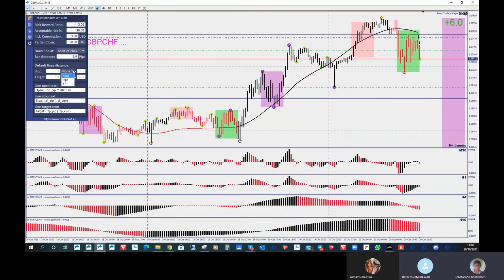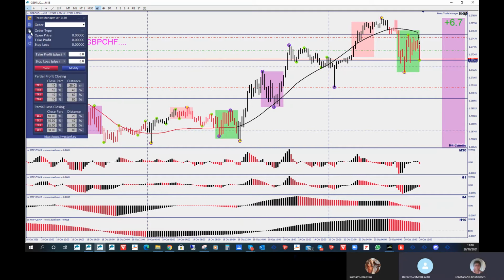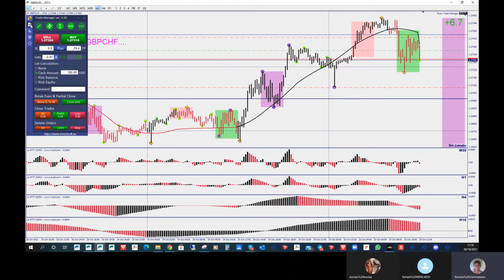Here for eight. Yes, you can set pips or ATR. But I don't know how to use ATR. But we go after small stop losses, so pips is maybe better.